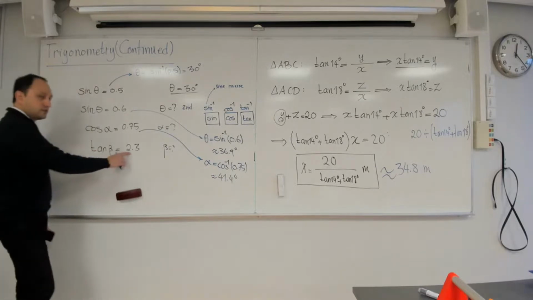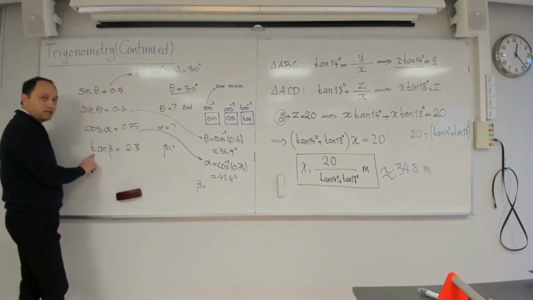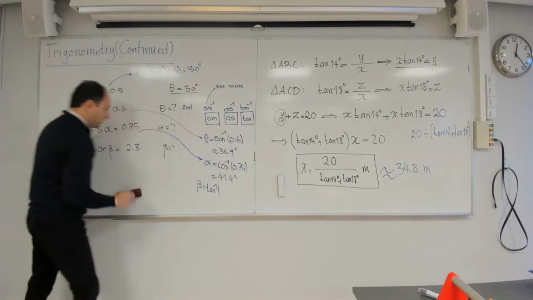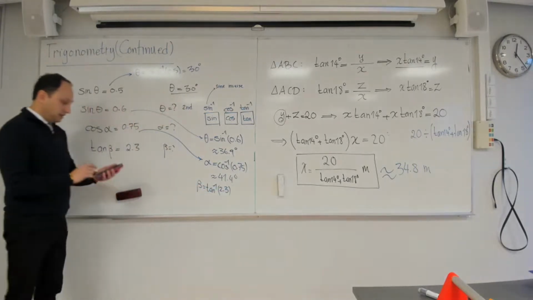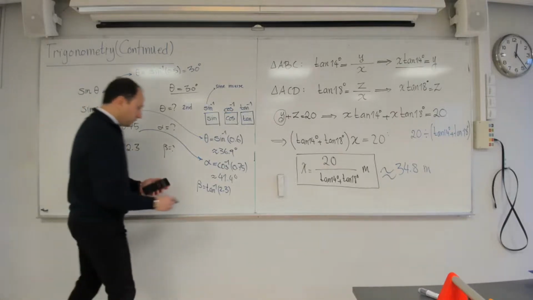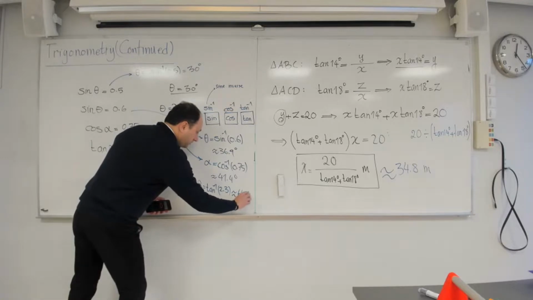And if I want to answer this one, what is beta? Beta, because this one is tangent, you need to write tangent inverse of 2.3, okay? This is the exact value again. So let me just calculate this one as well. This is shift tangent, which is tangent inverse now, and then you have 2.3, it's equal to 66.5, approximately 66.5 degrees.